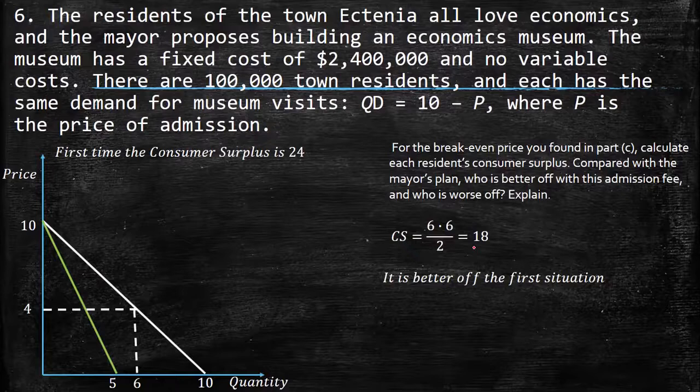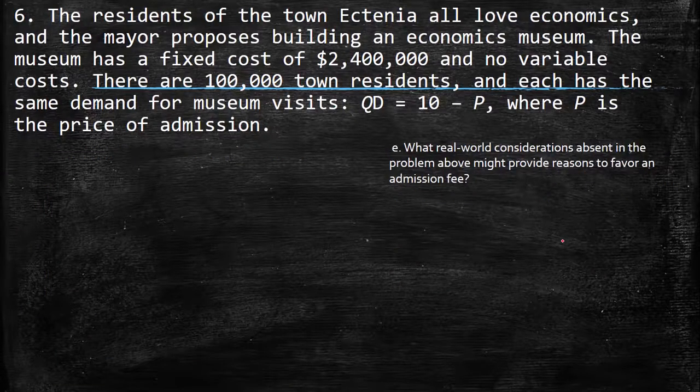So then the first situation is better for the consumers, because at that time they will have this part. So it's better off with the consumer, and when they charge a price, then it's better off at that time the museum. So from the consumer side, the first situation is better than the other one.